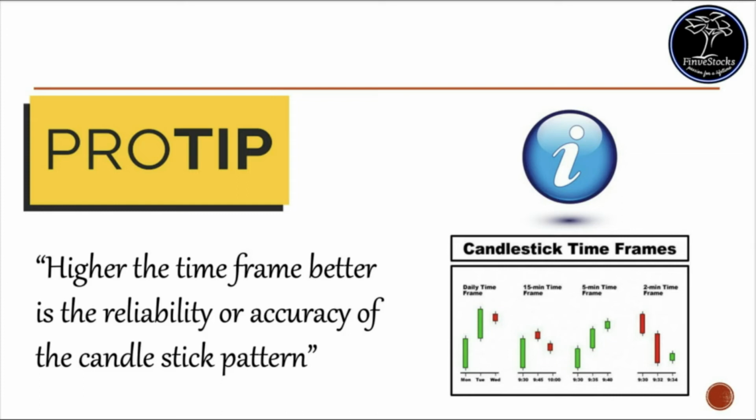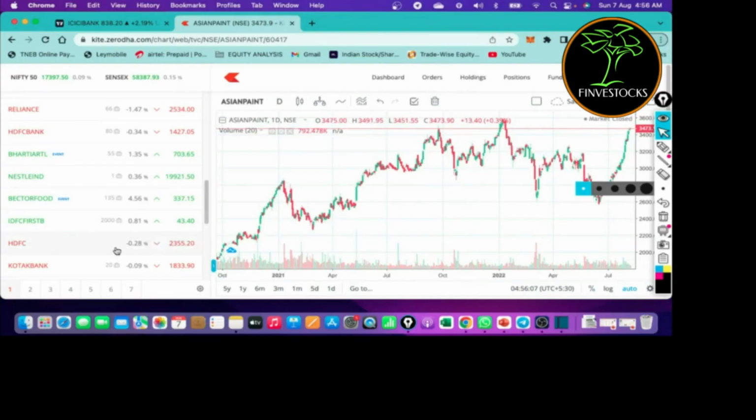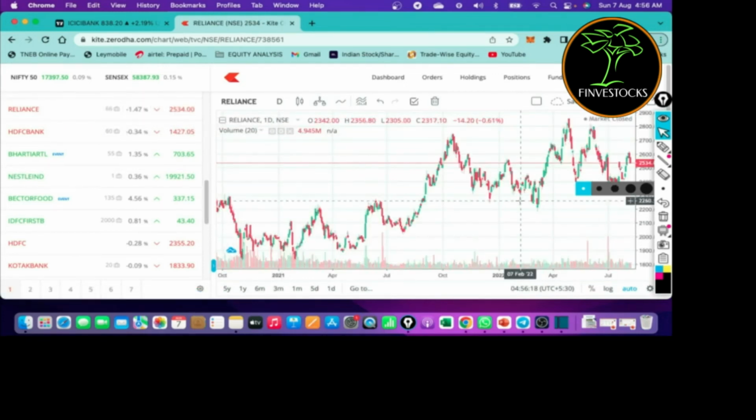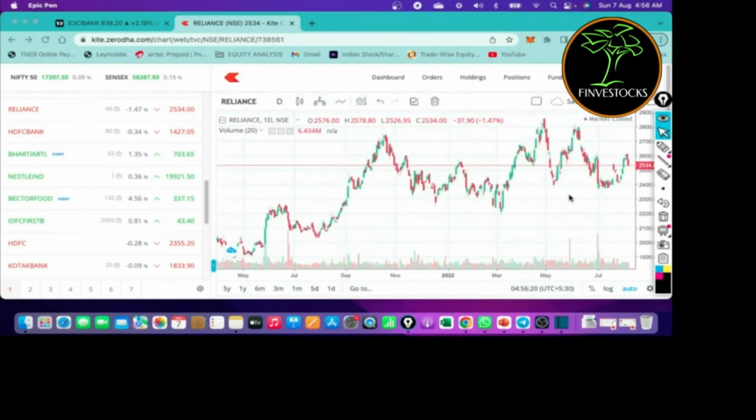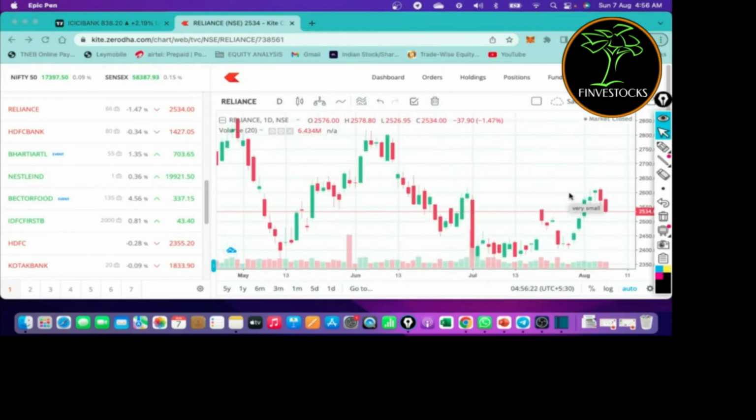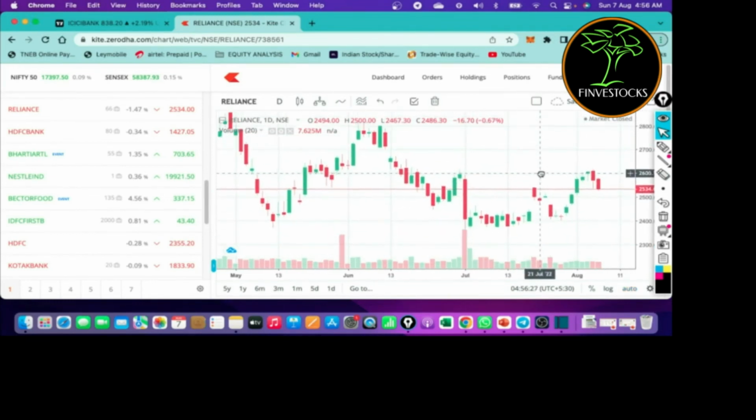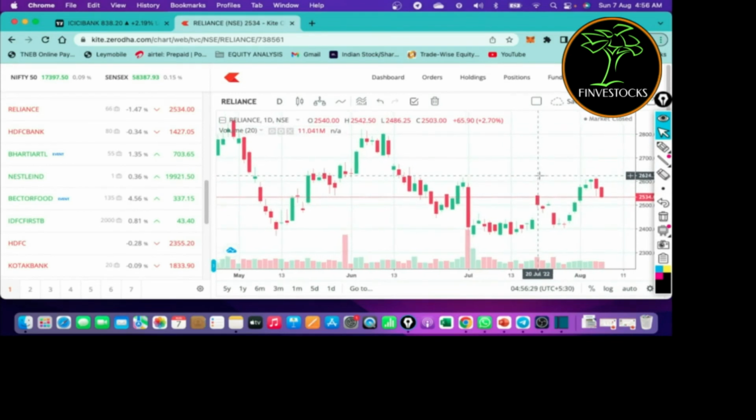Now let's try to identify some of the spinning tops and dojis in a live chart. For that we will go to Kite. We will open some of the blue chips. Say, let's take HDFC Bank or Reliance. Okay, we will go with Reliance. We'll slightly zoom the chart. So let's try to identify some of the dojis and spinning tops.